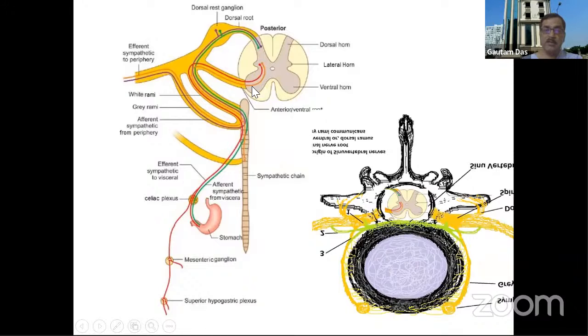It comes through the anterior horn and forms the anterior or ventral root, and then the ventral and dorsal roots combine at the level of the neural foramen. After it comes out of the foramen, it divides into the dorsal rami and the ventral rami. The dorsal rami supply three branches: medial, intermediate, and lateral. The medial branch is going to supply the facet joints. The medial branch is going to supply the interspinous ligaments.